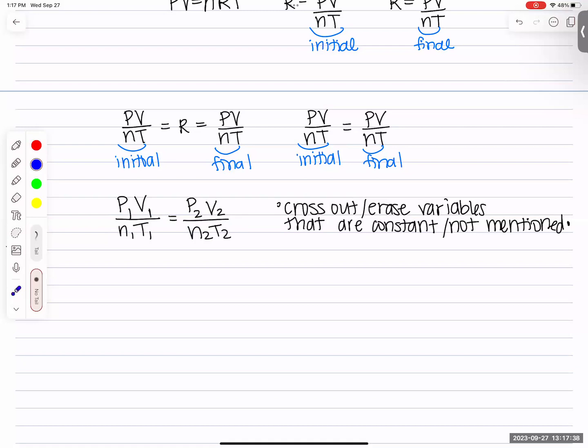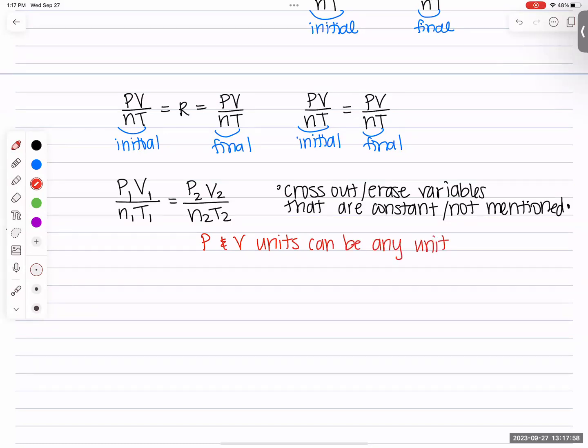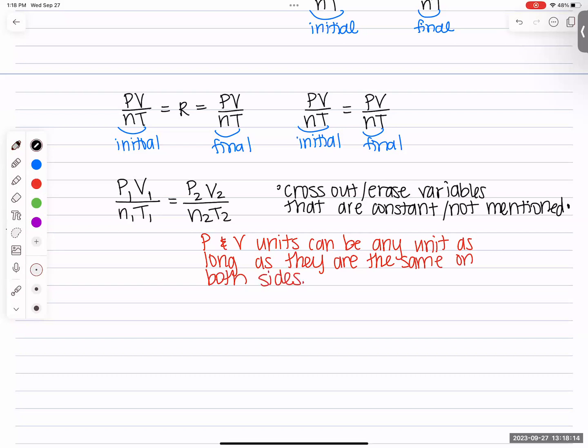A couple of notes here about units. Because we don't have R, we're not as limited to the units we can use. Pressure and volume units can be any unit as long as they are the same on both sides. For example, if your pressure is atm for P1, your P2 is also atm. If your V1 is milliliters, your V2 is milliliters. It just needs to work out so that it cancels out.